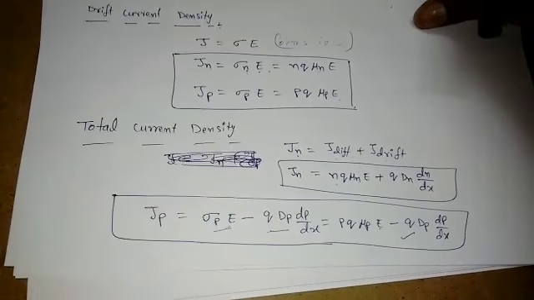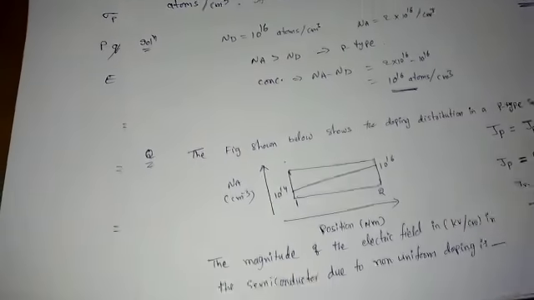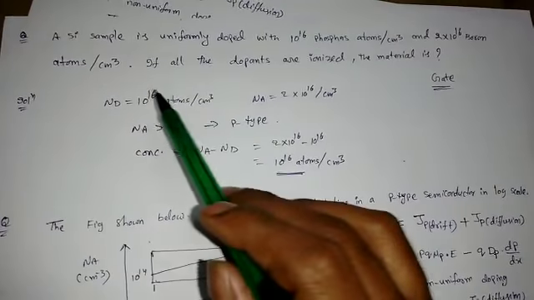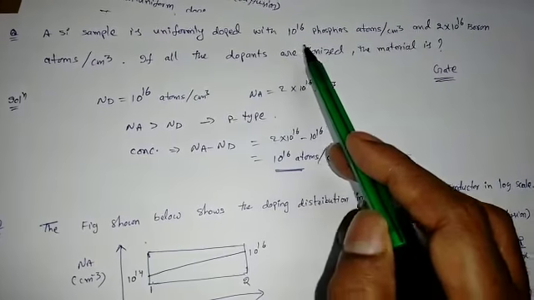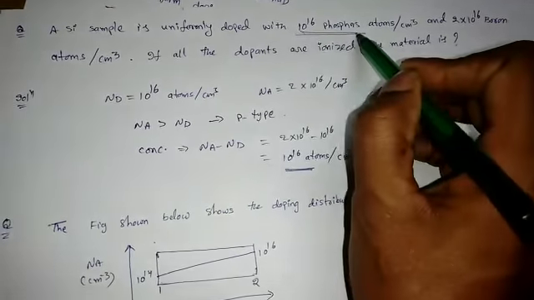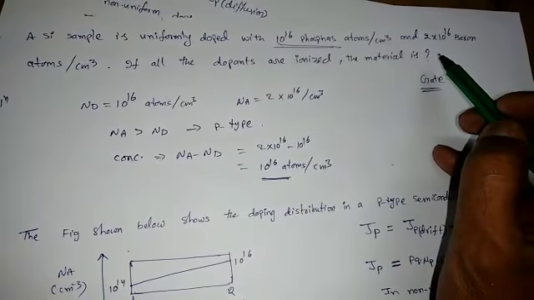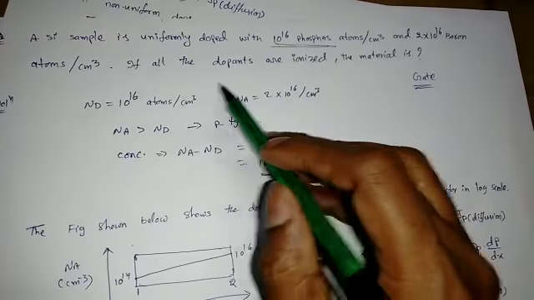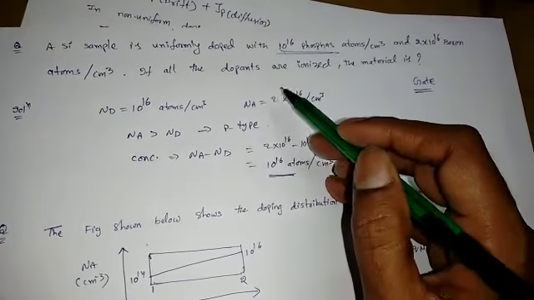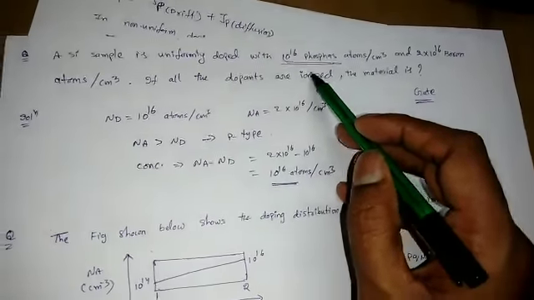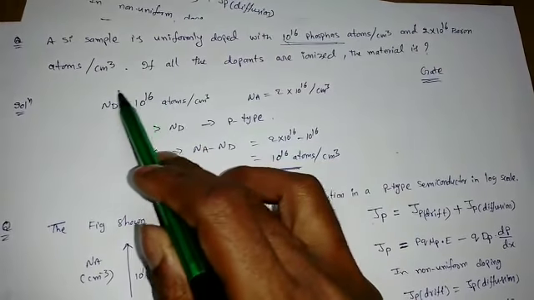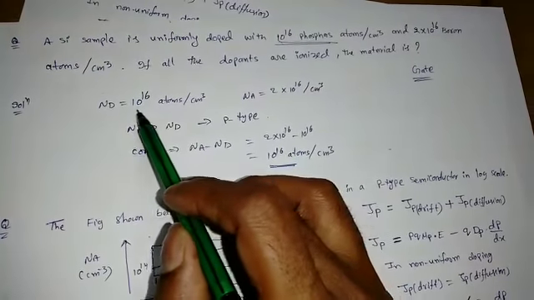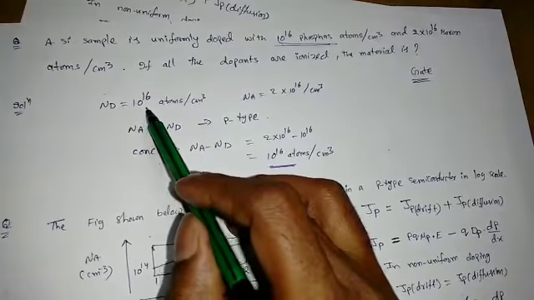Now we'll see one or two problems. We can do so many problems, previous GATE problems. This was one of the GATE problems. A silicon sample is uniformly doped with 10 to the power 16 phosphorus atoms per centimeter cube and 2 into 10 to the power 16 per centimeter cube with boron. If all the dopants are ionized, we have to find what material it is. Phosphorus means N type, or we can say electrons are increasing the doping, so that is why I have taken Nd is equal to 10 to the power 16.